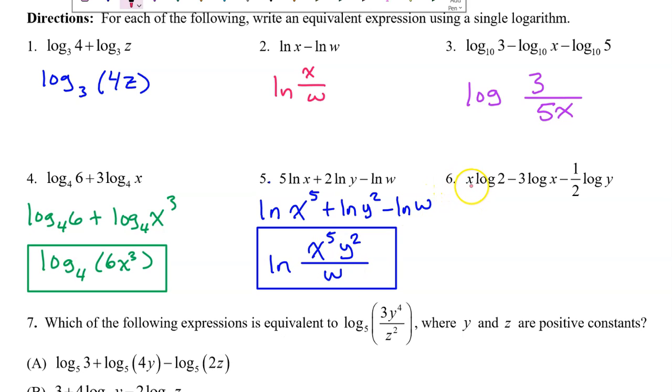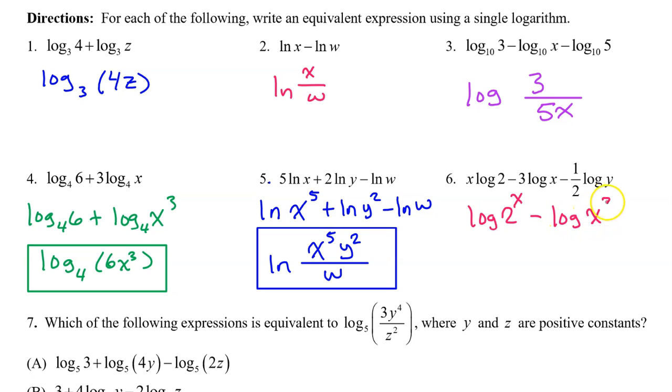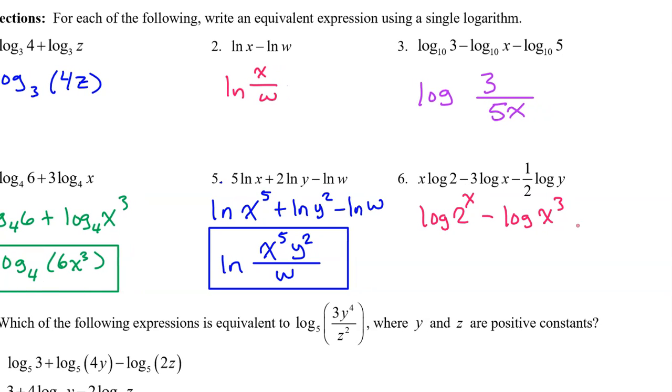Number 6, the x in the front needs to move to the exponent of the 2. So the first term becomes log of 2 to the x power minus this 3 will be moved to the exponent as well. So we have log x to the 3rd power minus this 1/2 will be moved to the exponent. So we will have minus log y to the 1/2 power. Remember that the 1/2 power is the same thing as the square root.